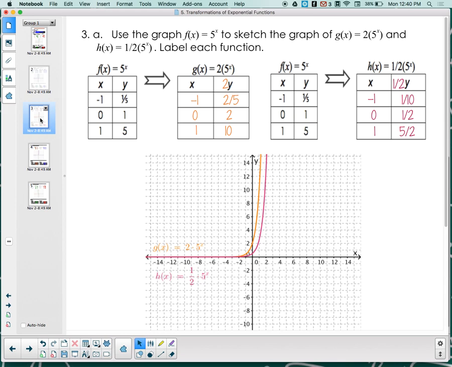We're multiplying our function by 2, so that means all y values get multiplied by 2. X stays the same: 1/5 becomes 2/5, 1 becomes 2, 5 becomes 10. Notice, again, we're not moving this graph up and down, or the horizontal aspect stays the same. But our y-intercept has doubled because our a coefficient was 2.